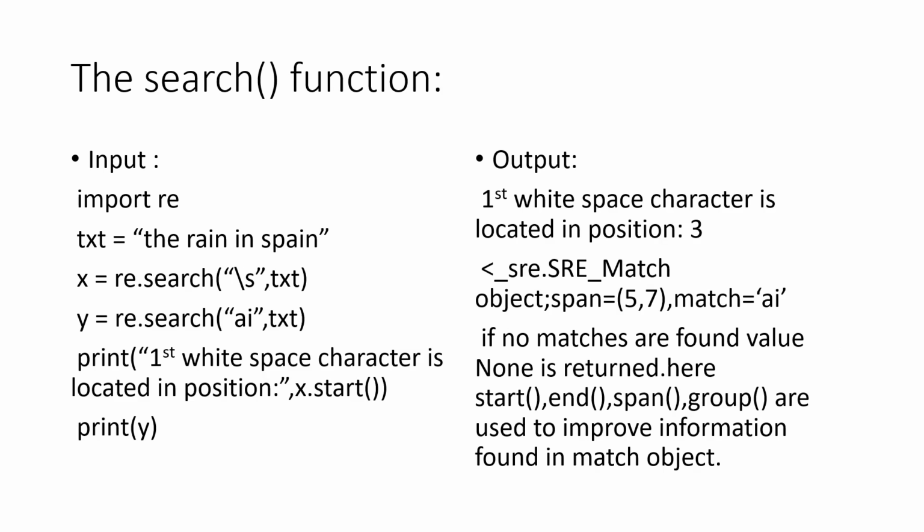Let us discuss the search function. The search function searches the string for a match and returns a match object if there is a match. If there is more than one match, only the first occurrence will be returned. If no matches are found, the value None is returned. Here start, end, span, group are the functions which are used to retrieve the information found in the match object.